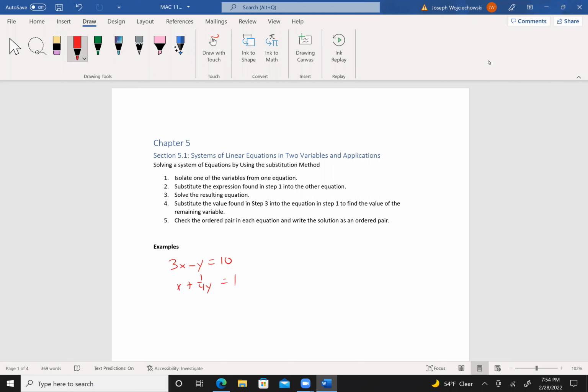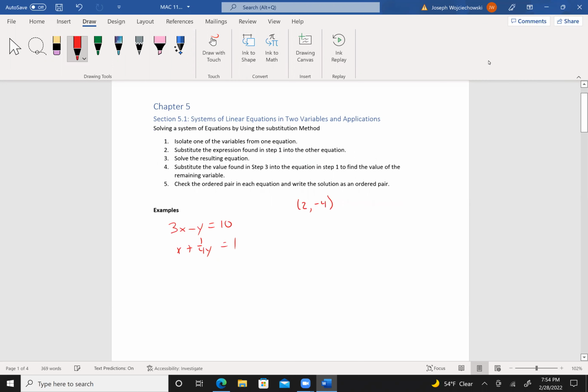A solution for this is the point where they intersect. In other words, a point that is going to be on both of these lines. So one thing we could do to test to see if our solutions are correct, say we have the point 2, -4. What we would do is put that point in both of these equations and see if it works out. Now I have 3 times 2 minus -4 equals 10. 6 plus 4 equals 10, and that is true.